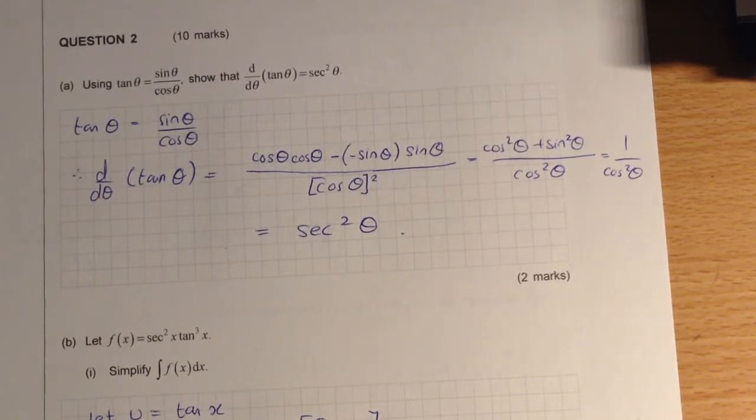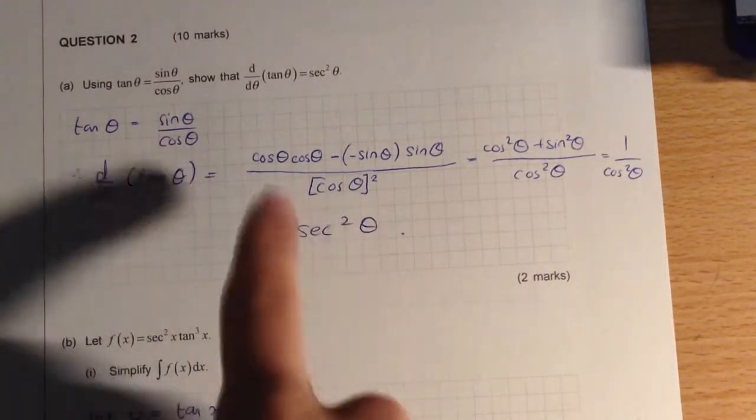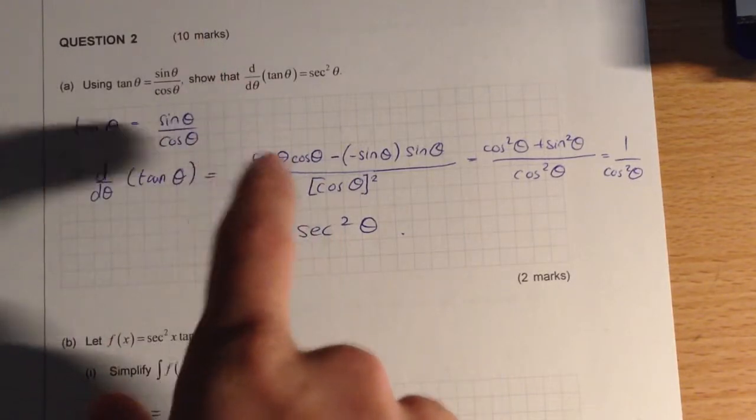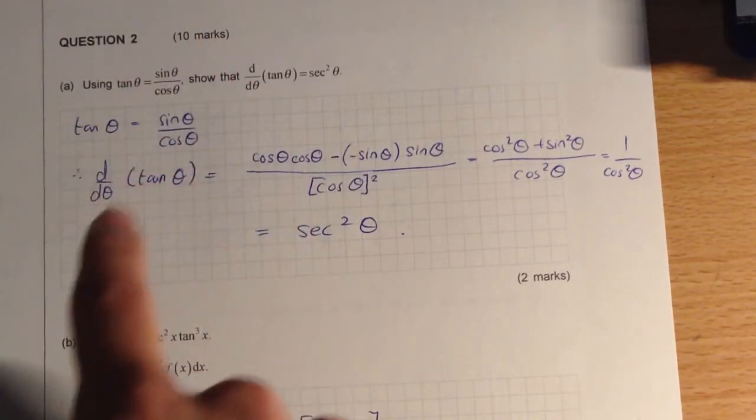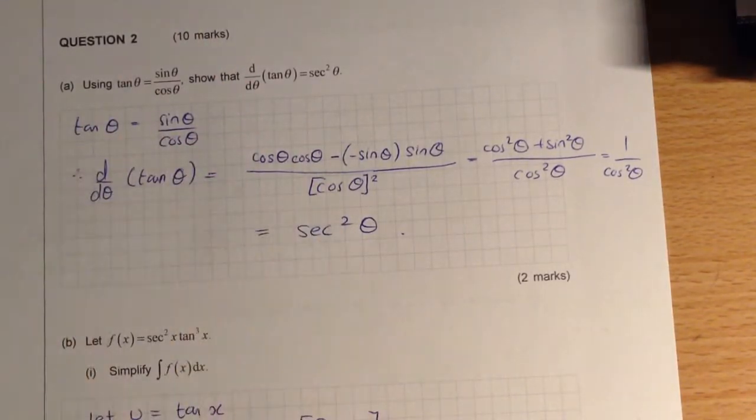This is on the Specialist Mathematics formula sheet, and it's probably one of the most common identities that you will encounter in Specialist Mathematics. The denominator remains the same at cos squared theta. So 1 on cos squared theta, as we said before, is equal to sec squared theta. So we've proven that d on d theta of tan theta is sec squared theta.